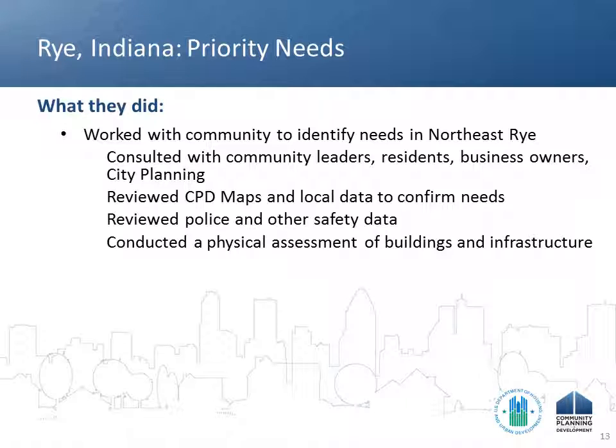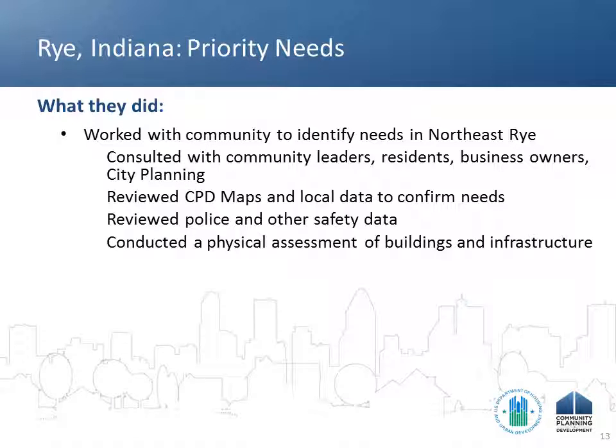One of the first things the city did was hold community meetings in Northeast Rye to learn directly from community members about their concerns. At the meeting, residents and business owners said they needed better quality affordable housing, job training, and access to jobs. They also expressed concerns about public safety.